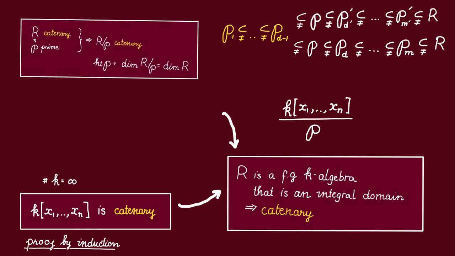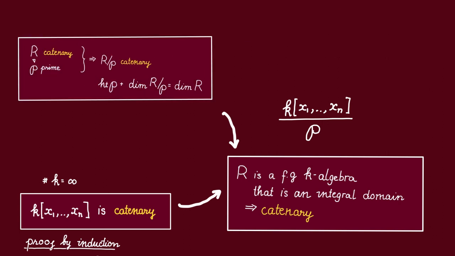Thus R over P is catenary, and that argument also shows that the height of P plus the dimension of R over P must be equal to the dimension of R. So now it remains to show that the polynomial ring is catenary. And we'll do that in the next video.